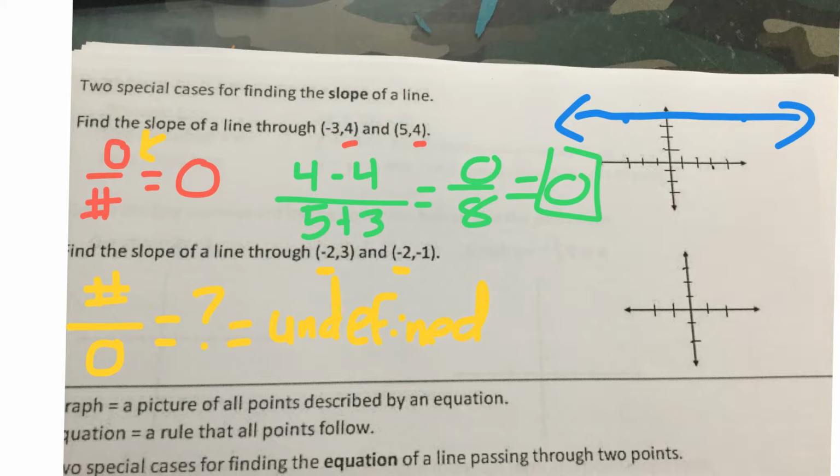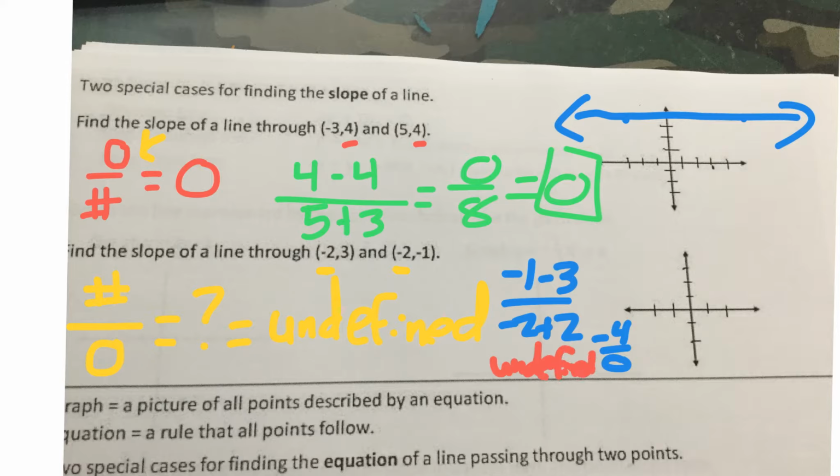And again, what that looks like algebraically, if you were to plug into your formula, y2 minus y1 over x2 minus x1, you see here you're going to get negative 4 over 0, which gives the undefined answer, because that can't be done. If I plot those points, negative 2, 3, and negative 2, negative 1, you see what kind of line I'm looking at? It is a vertical line, which has an undefined slope.